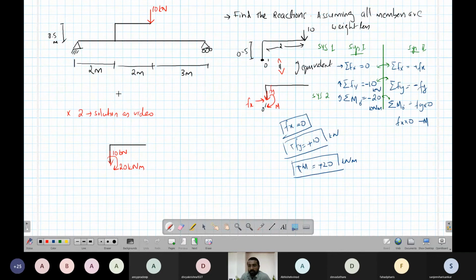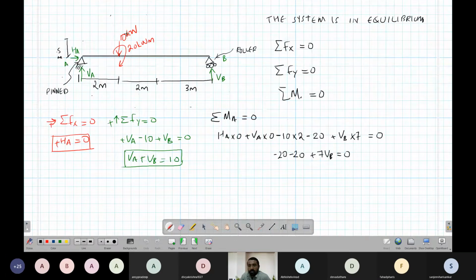3, 4, 5, 6, 7. 10 into 2. This is just the stupid mistake I used to make. Minus 10 into 2, minus 20. VB into 7 is anti-clockwise, so it is okay. So minus 20 here, minus 20 here, minus 40. So 7 VB equal to minus 40. Sorry, VB equals plus 40 by 7.